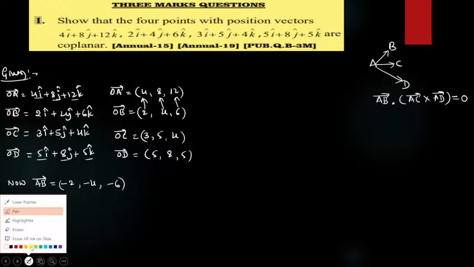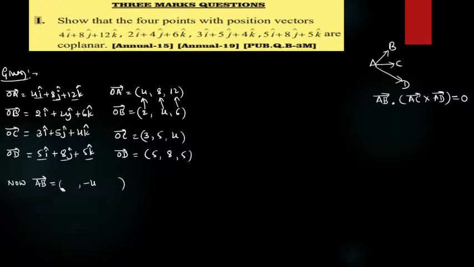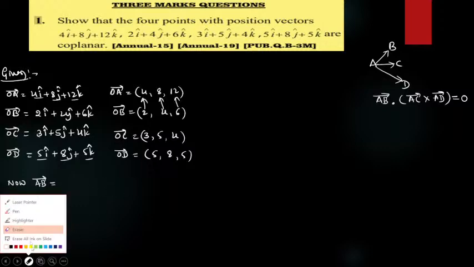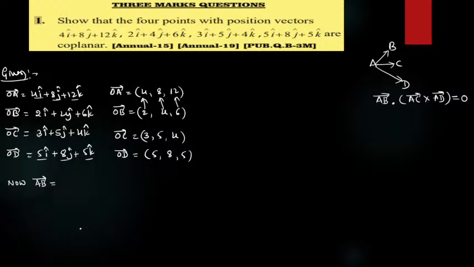If you don't know, let me give a correct hint here. You already know how to write your AB vector. AB vector can be written as OB minus OA. The OB points are 2, 4, 6 minus the OA points 4, 8, 12. Therefore write the AB vector here.